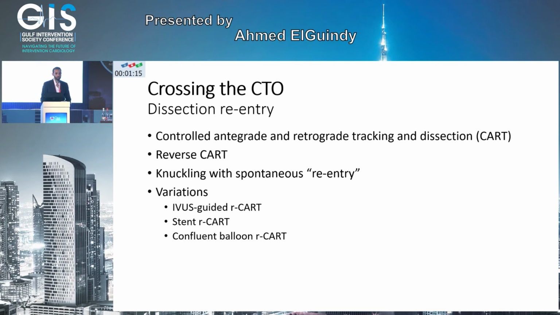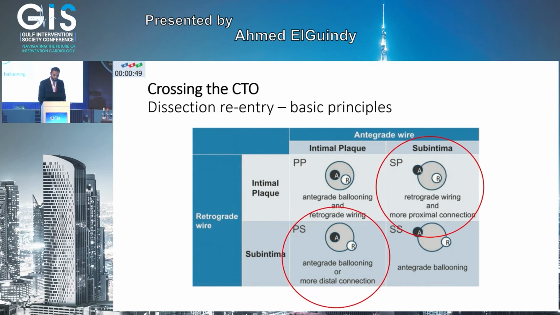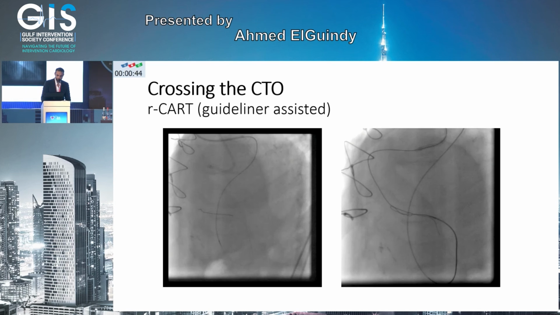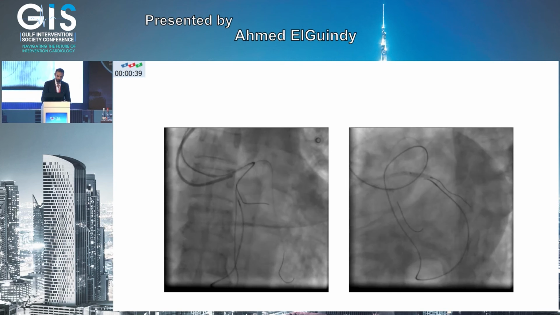But with dissection reentry, it is reverse CART that we will use in the vast majority of instances, and we don't really care about where the antegrade wire is, whether it's intra-plaque or extra-plaque. We don't care where the retrograde wire is, whether it's intra-plaque or extra-plaque. They're both in the CTO body, they're both within the vessel architecture, and then a balloon over the antegrade wire will help create a common channel that you can push the retrograde wire through. So we'll skip the visual examples just to make sure we remain in time. But this is how we would do a reverse CART in different scenarios and different anatomies.